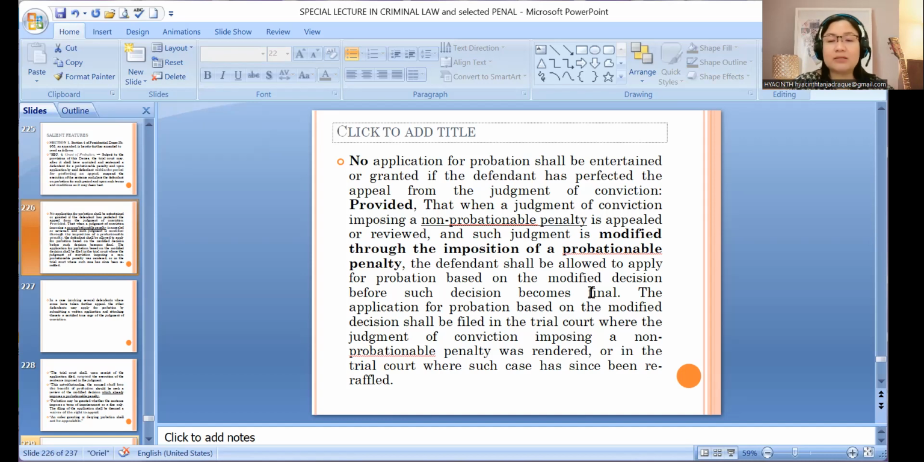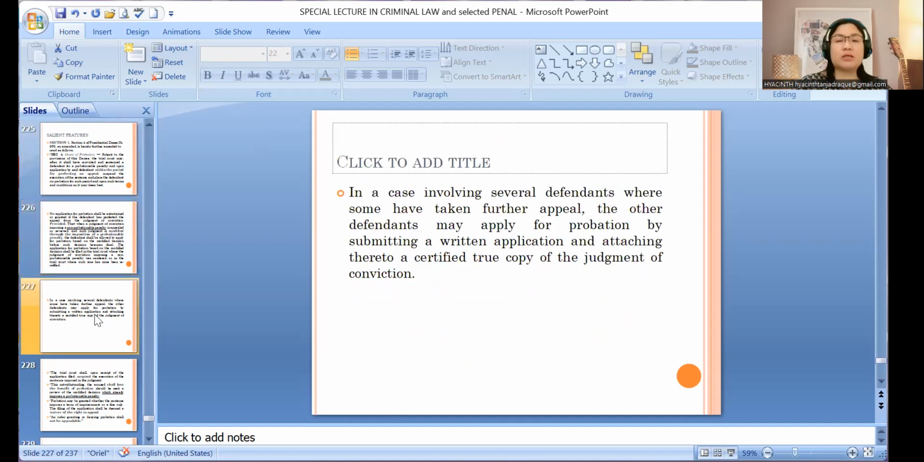Where will you file it? Either in the trial court who imposed on the accused a non-probationable penalty, or in the trial court to which the case has been re-raffled. Let's continue with Section 4 still.